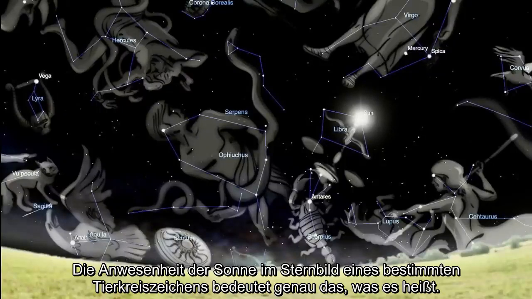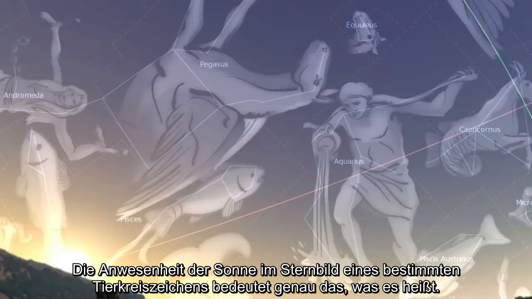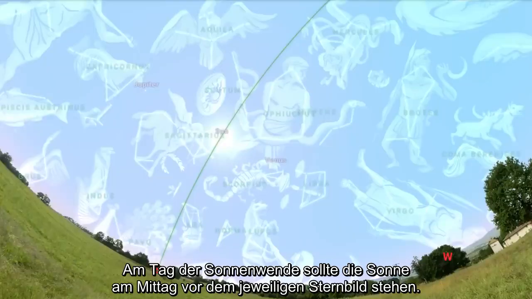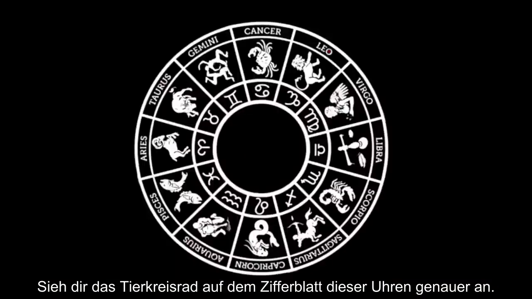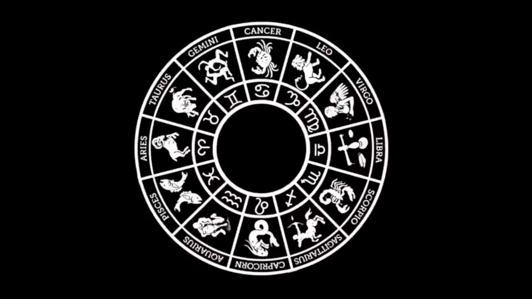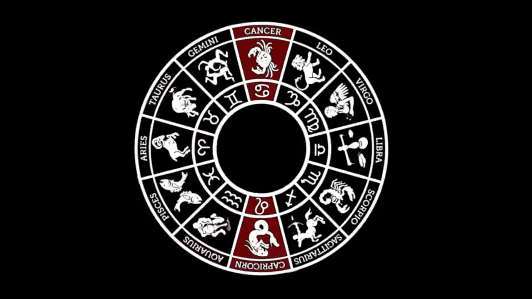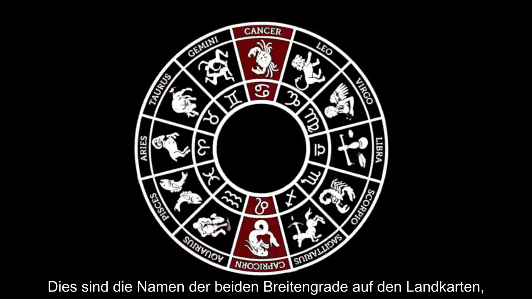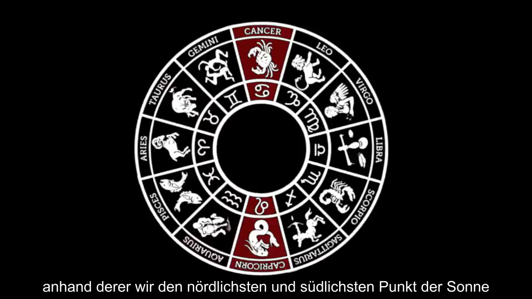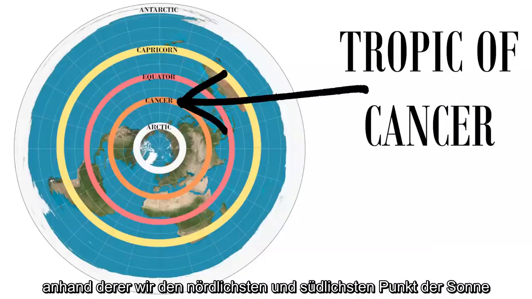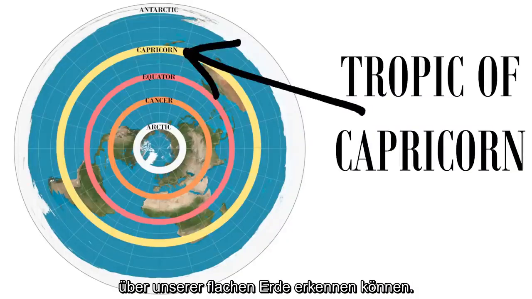The sun's presence in the constellation of a given zodiac sign means exactly as it sounds. At solar noon, on the day of the solstice, the sun should be in front of a given constellation. Look closer at the zodiac wheel featured on the dial of these clocks. Here we see that both the constellations of Cancer and Capricorn are polar opposites to one another. These are the names of the 2 lines of latitude on the maps that we use to discern the sun's most northerly and southerly excursion above our flat plane.